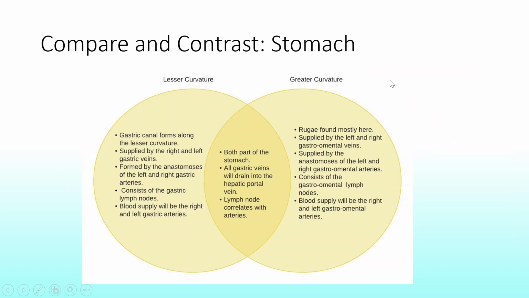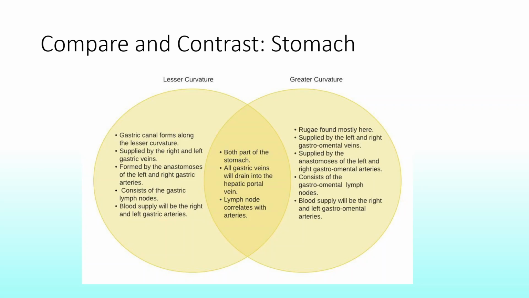So the lesser curvature has the gastric canal forming along the lesser curvature, supplied by the right and left gastric veins, formed by the anastomoses of the left and right gastric arteries, consists of the gastric lymph nodes, and blood supply will be the right and left gastric arteries. Okay.